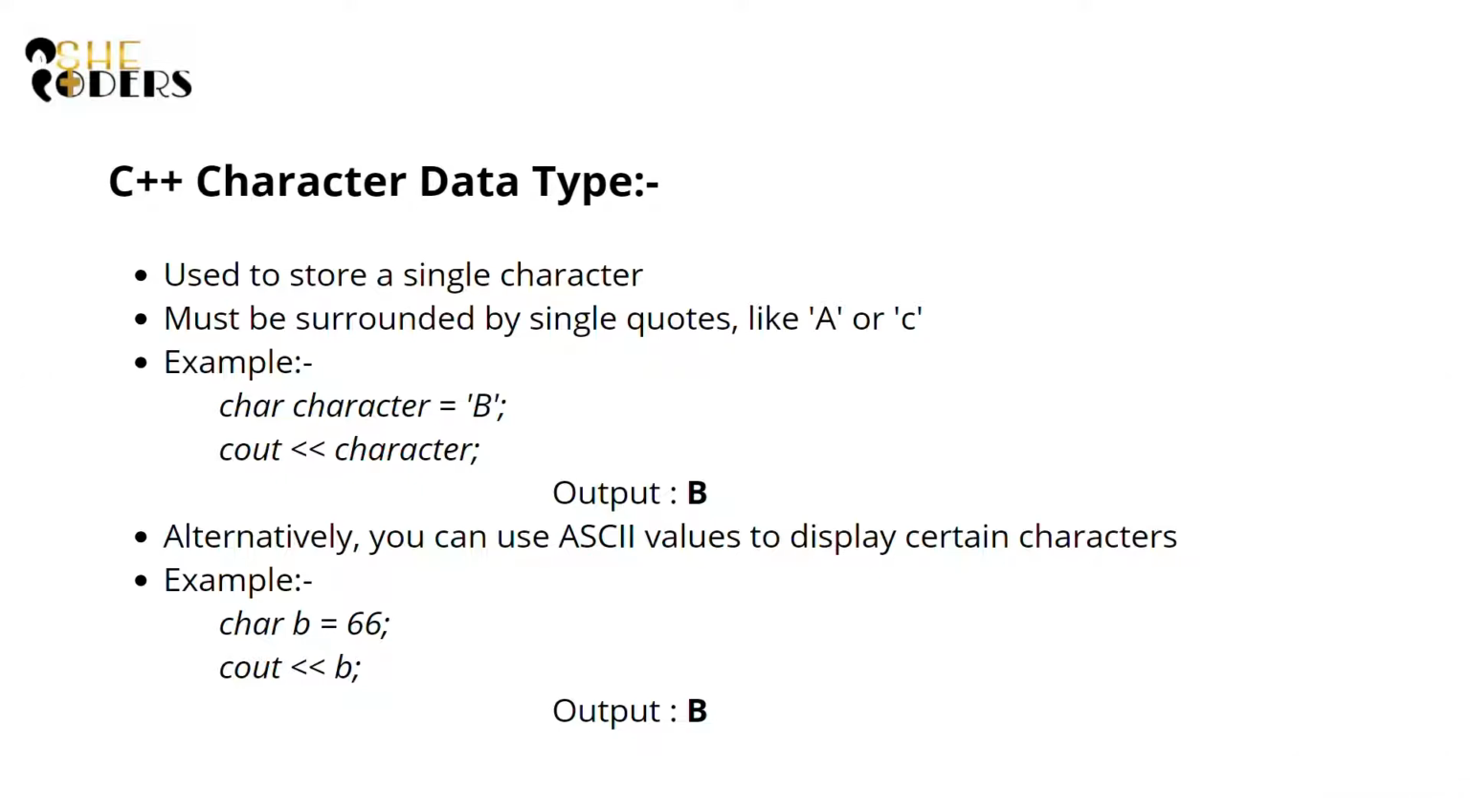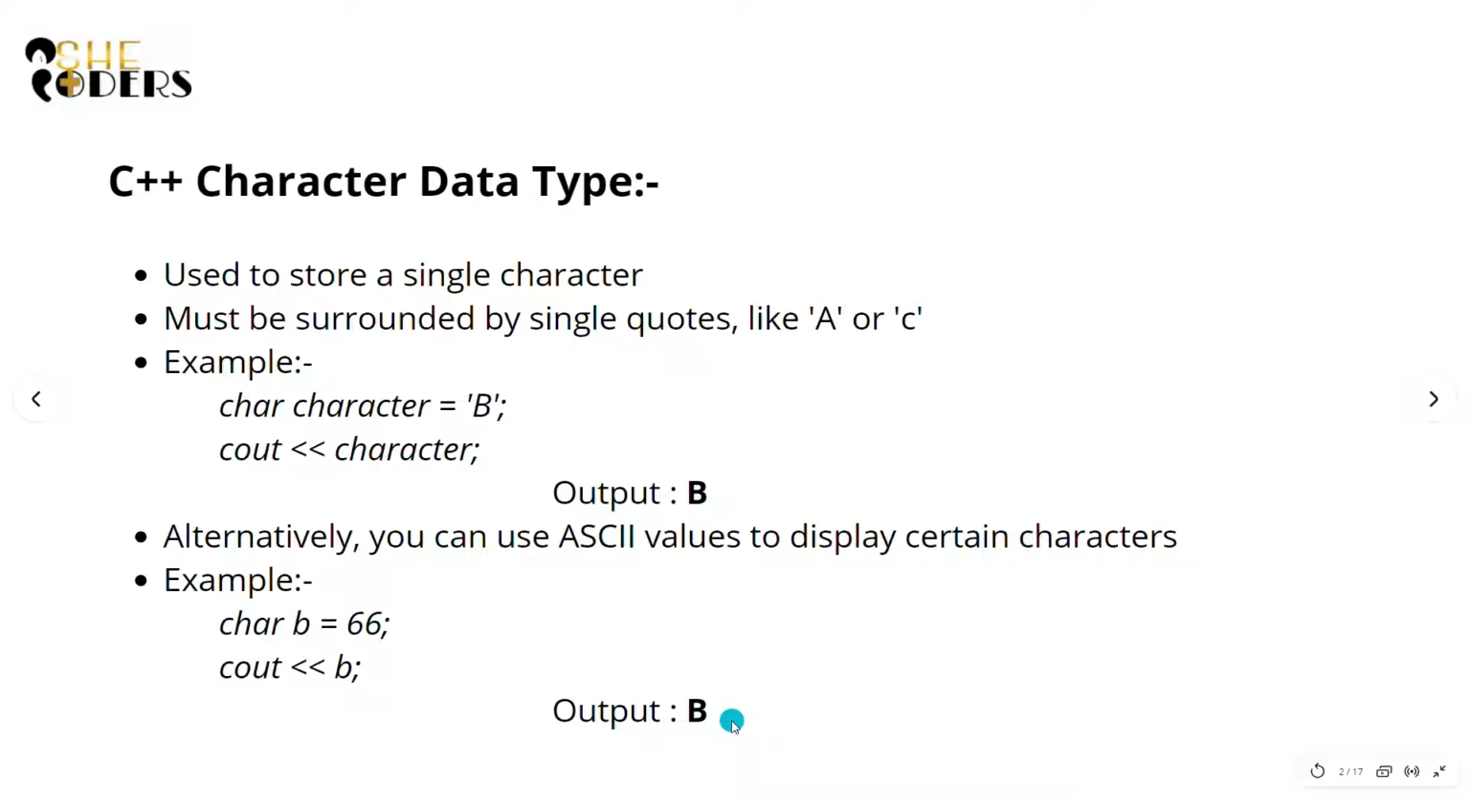So here, for example, char b. b is the name of the variable. It is not the character because it is not within single quotes, so it is not the value. It is the variable name. So char is the data type and b equals 66. And cout b will give the same thing that we got here, because the uppercase B has the ASCII value 66. You must be wondering that 66 is an integer, so how can we store it? As I told you, the ASCII code for uppercase B is 66.